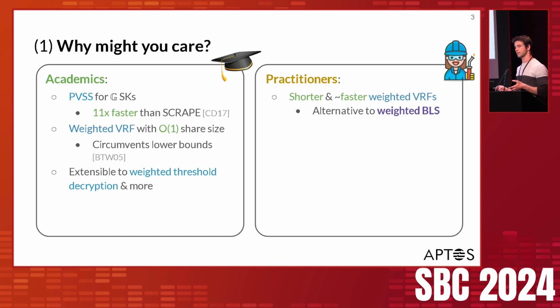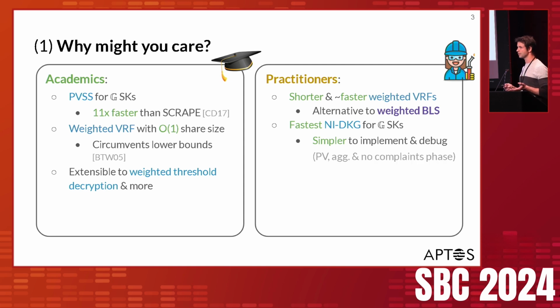This is an alternative to using the naively weighted BLS VRF construction. We also have the fastest non-interactive DKG for group elements, which for you as a practitioner might matter if you care about saving computational cycles and lowering your AWS bills. And as another benefit, this NIDKG, I argue, is simpler to implement and debug than typical interactive DKGs.